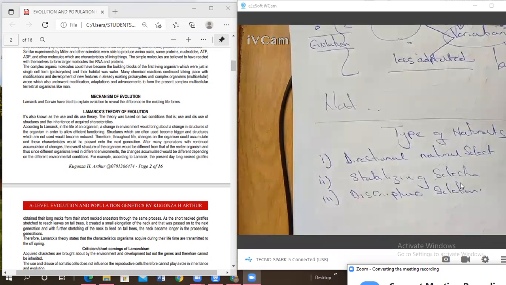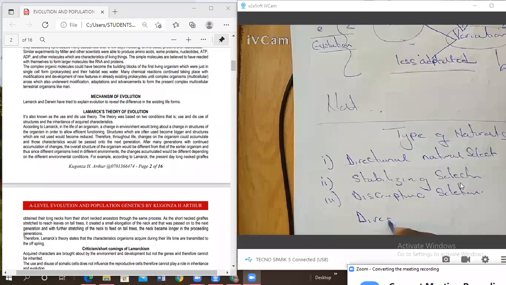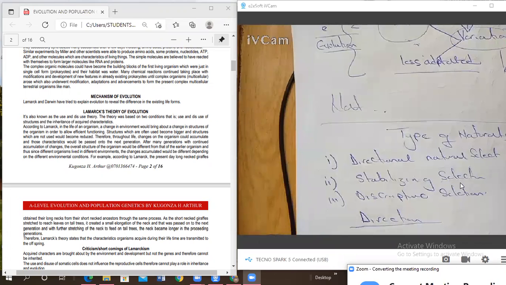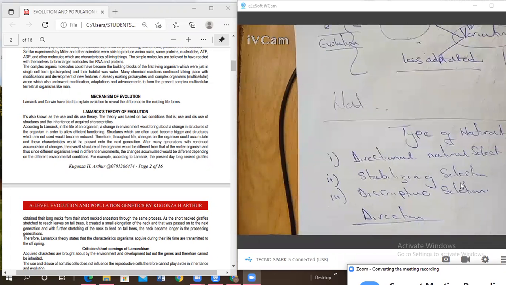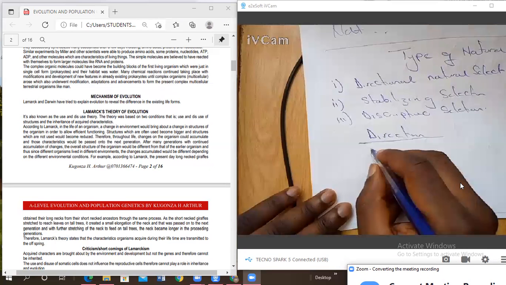Now, we are going to start with directional natural selection. But before I give you the definition, you need to first understand what it means. An example I'm going to use here. Let me assume that we have individuals. Are you seeing the graph I have drawn?